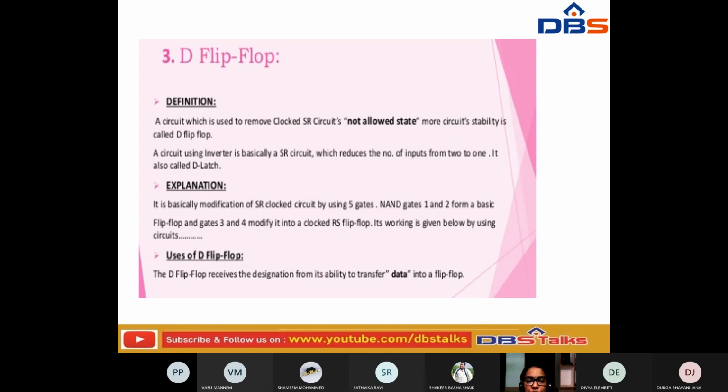Here the D flip-flop receives its designation from its ability to transfer the data into the flip-flop. So whenever it transfers the data into the flip-flop, it receives the designation from its ability to transfer.